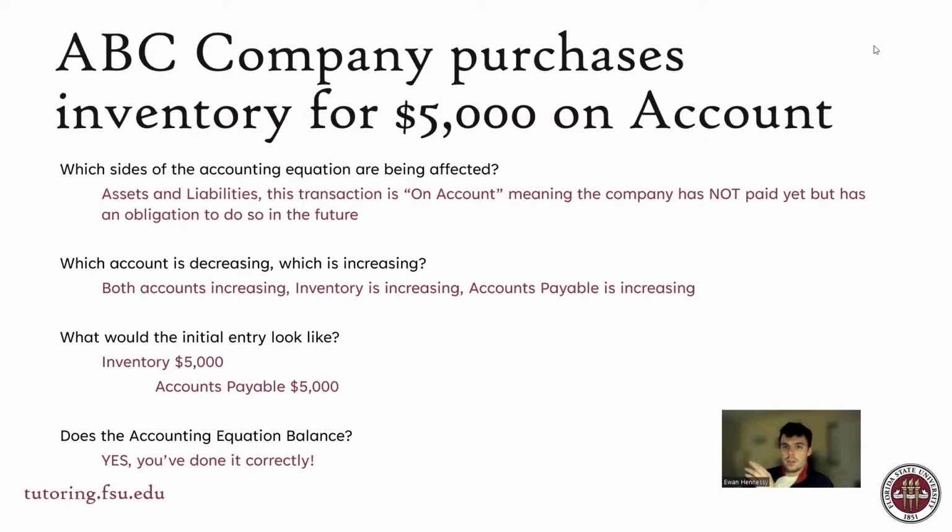And this "on account" is crucial, right? So we're purchasing inventory, but we're not paying with cash, right? We are going to pay whoever we purchased the inventory from. We're going to pay them back within some stated time period, maybe 30 days, whatever they work out in the contract.